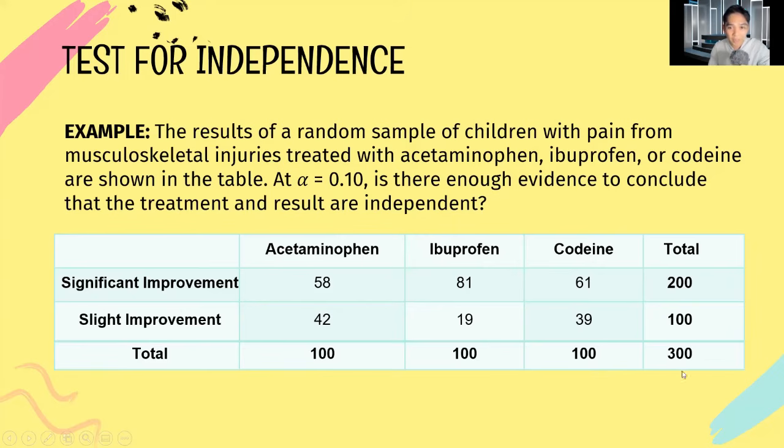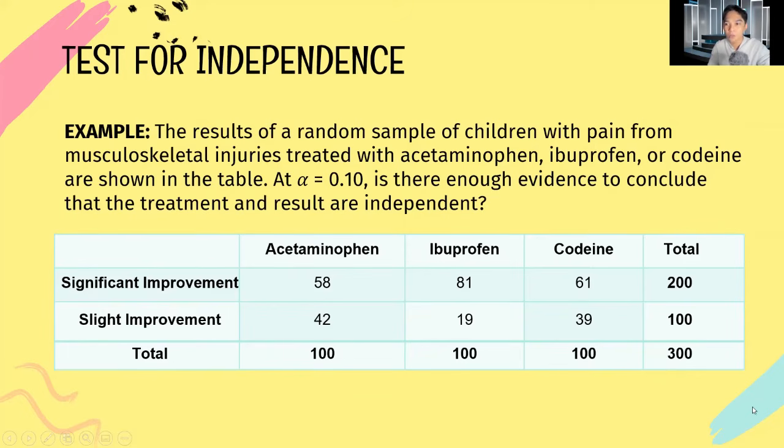So, let's study our table first. We have our rows, significant improvement, slight improvement. And for the columns, acetaminophen, ibuprofen, and codeine. Let's check our frequencies. 58, 81, 61, a total of 200. 42, 19, 39, a total of 100. What about the columns? 58 plus 42, 100. 81 plus 19, 100. And 61 plus 39, 100. So the total should be 300.